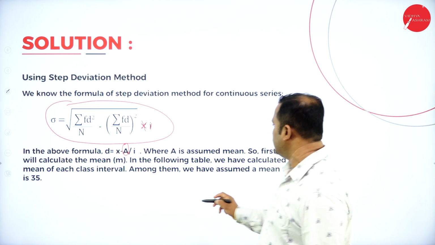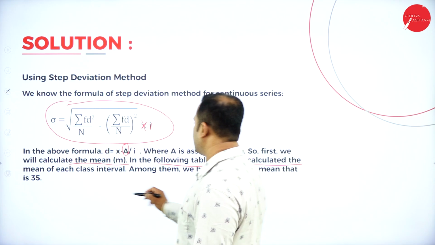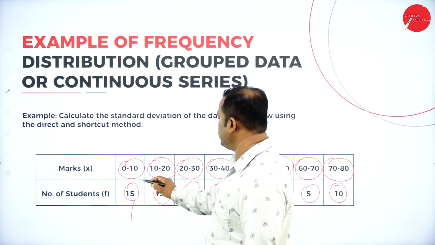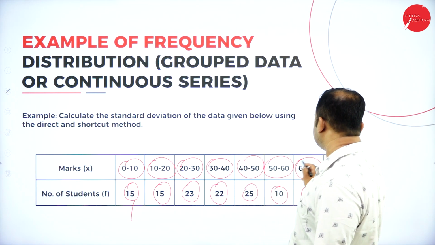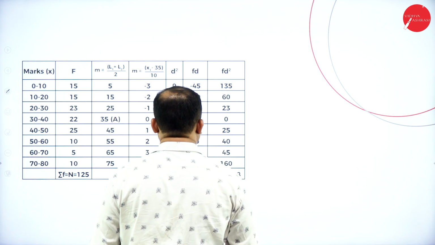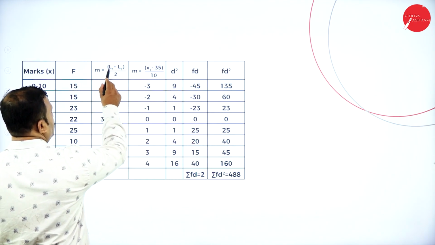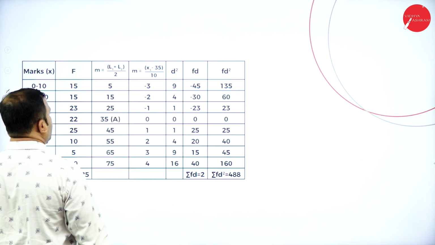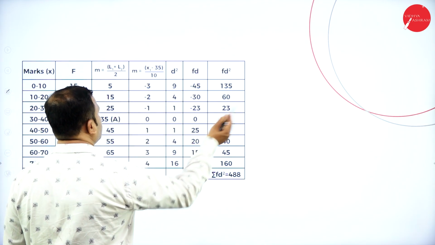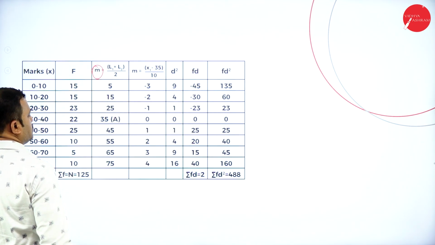We see that here m is the mean, and in the following table we have to calculate each class interval. How many class intervals are there? Please see to it here: 1, 2, 3, 4, 5, 6, 7, 8. If that is the case, m is equal to L1 plus L2 by 2. What is the value of L1 here? That is the lower bound. The other value is added and divided by 2. That gives me the mean of this.